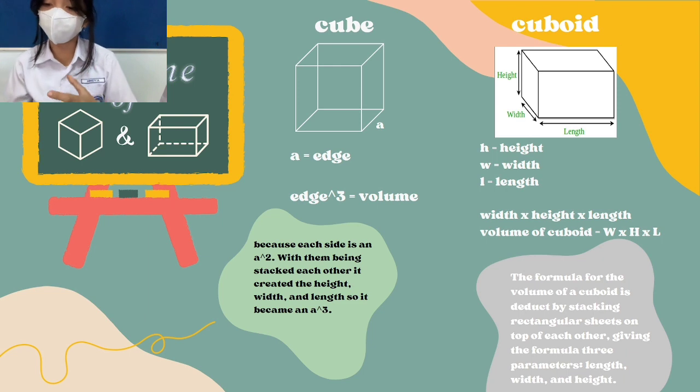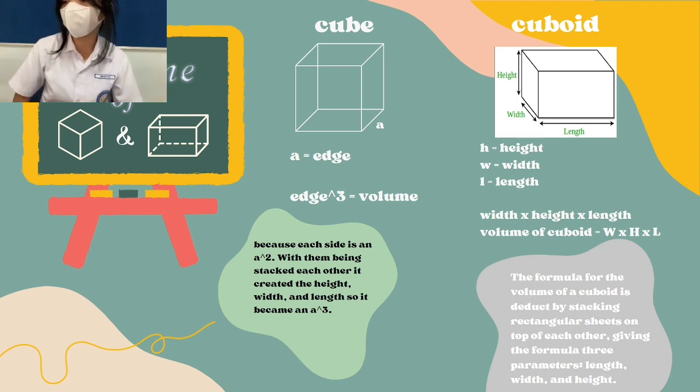Okay, to find the volume of the cube, we need the edge, because each side is a square of the edge. Let's pretend the edge is A. With the squares of A being stacked on each other, it creates height, width, and length. So it becomes A cubed, or edge cubed. That's how you find the volume of a cube.